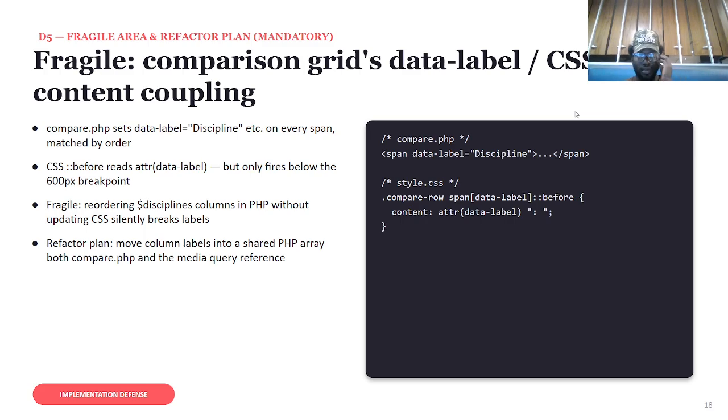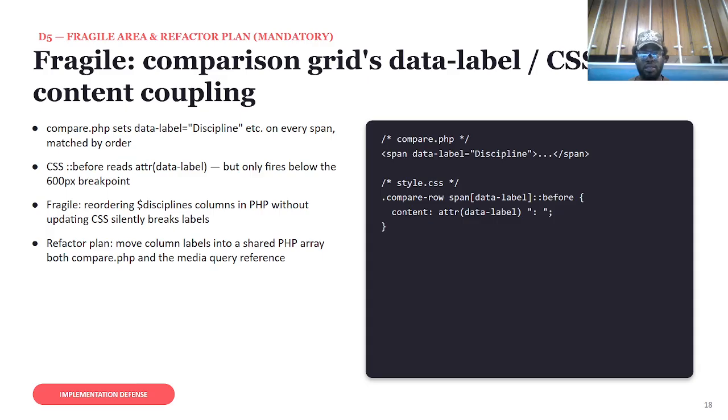And then the fragile area and refactor plan. The most fragile spot in the code base is the coupling between compare.php's data-label attributes and the CSS that reads them. Each span in a comparison row has a data-label attribute, like discipline, time to learn, and so on, written in PHP, matched purely by which column position it's in.